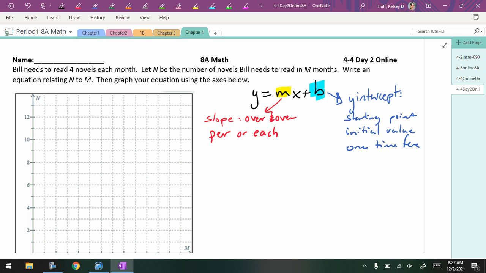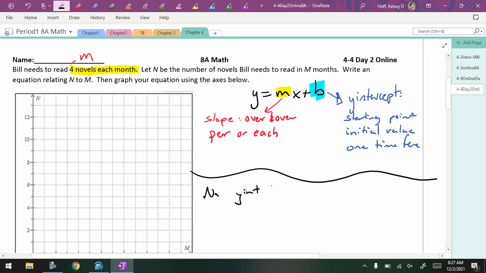First, we need to find our slope. Does anybody see one of our keywords, per or each? Miss Marilyn, where do you see that? Very good. 4 novels each month. So guess what 4 is? 4 is my slope. Is there any information that tells you how many books Bill started with, or anywhere that he had to pay anything to start? I don't see any. So in this problem, there's no y-intercept. Okay, and that's fine.